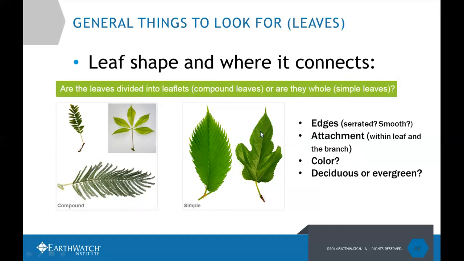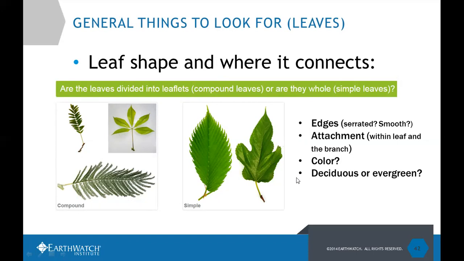Also, looking at the attachment, you want to look within the leaf itself, but also at how it connects to the branch. Does it tend to cluster? Does it spread out along the branch? Those are also things to keep in mind. And sometimes the color as well. There's different shades of green, and some will range all the way from a really bright green down to dark blue or something like that. So it can really range in terms of where on the spectrum it'll fall.